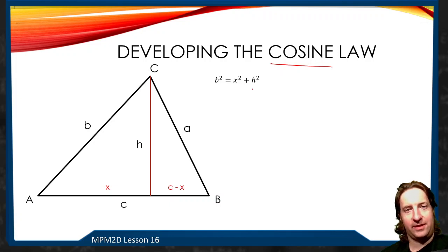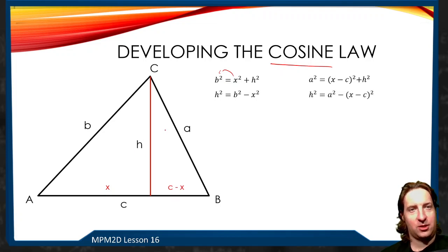That's just Pythagorean theorem. And again, I'm going to solve this for h. I'm going to get h by itself, so I'm going to bring the x squared over. It's going to become negative x squared. And we can do the same thing for the right-hand triangle. a squared is equal to c minus x all squared plus h squared. And again, solving for h, we're going to take this whole bracket, x minus c all squared, we're going to take that all over to the other side.